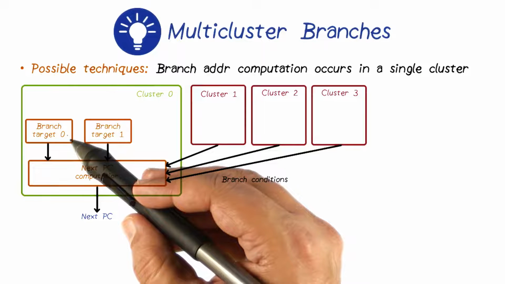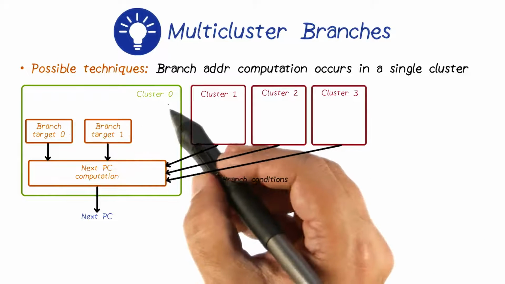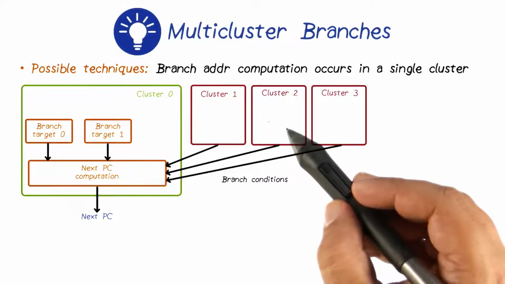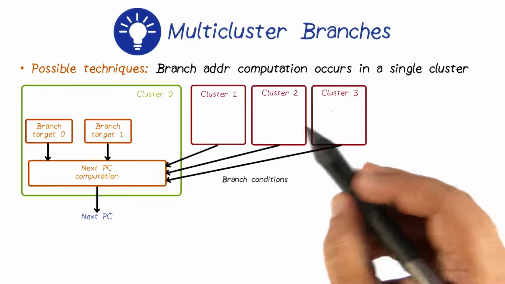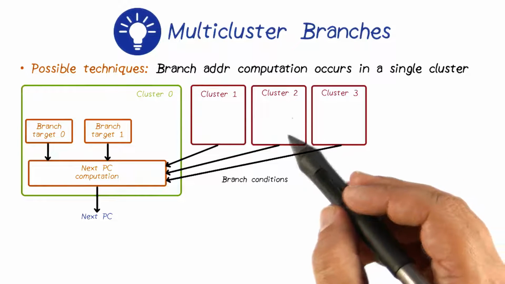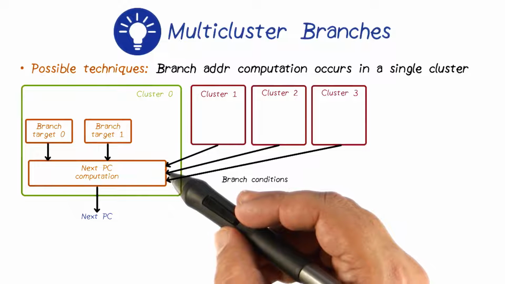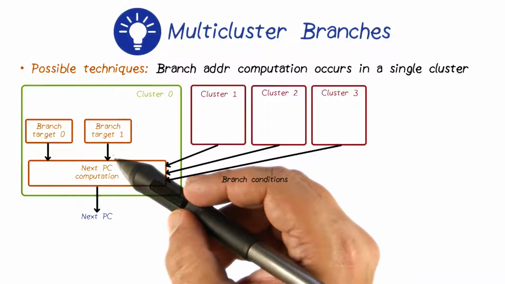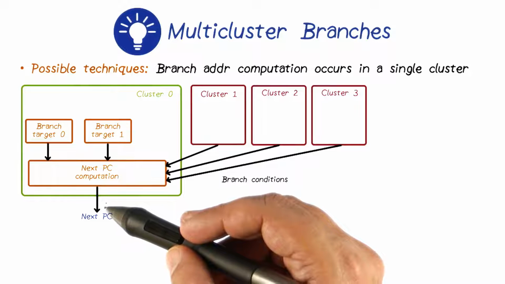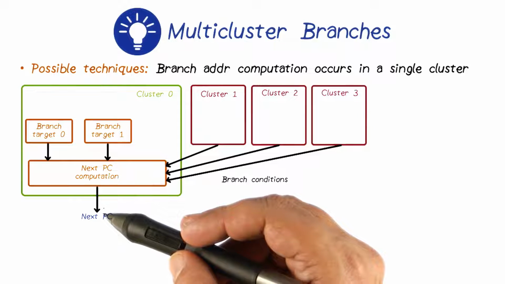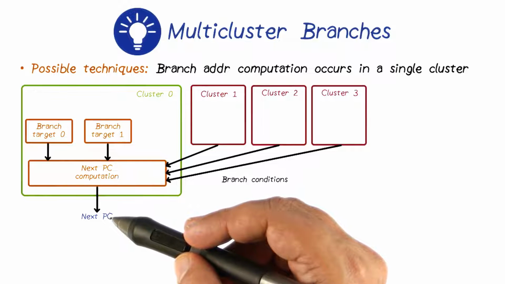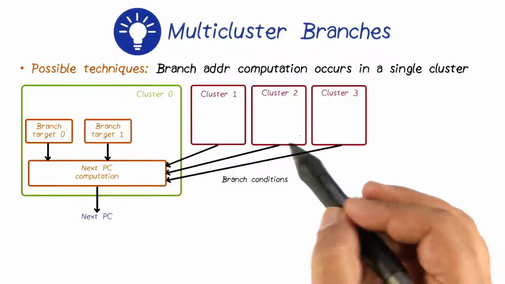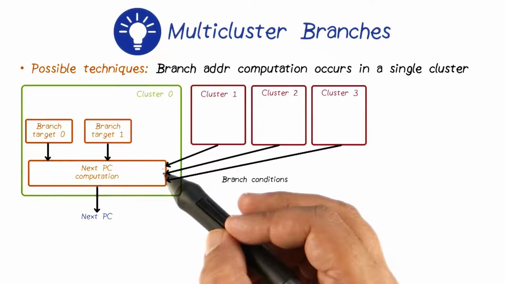As you can see here, there are multiple targets being computed inside cluster 0, and then the different clusters, cluster 1, cluster 2, cluster 3, are computing their individual branch conditions. Those conditions are fed here, and then using predication and the different targets, the next destination of the branch, which is the next PC at which we will start executing, is selected. Again, predication will be implemented by using these outcomes which are fed to this particular unit.